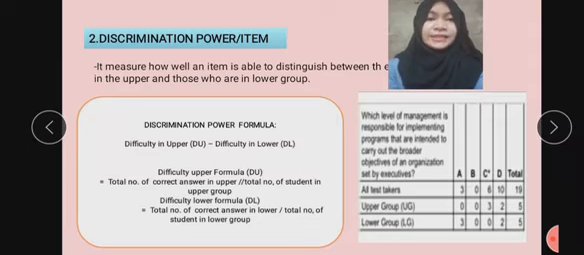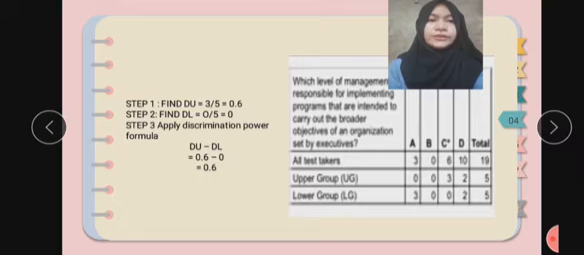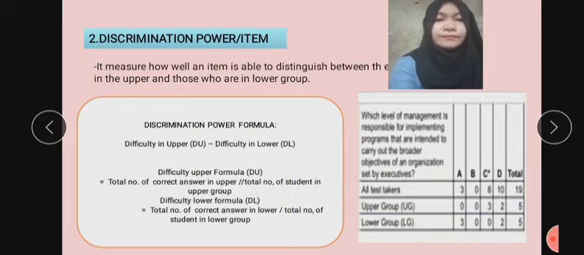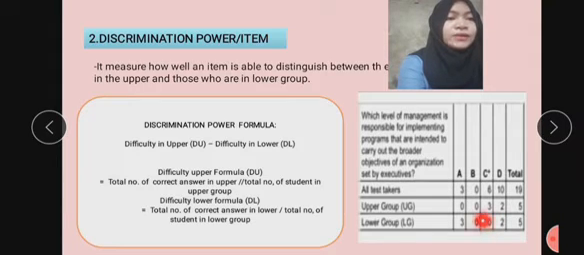So you can see the formula class na total number of the correct answer upper, total number of the lower. Okay, so 0.6 yung discrimination upper, while the lower is 0 divided by 5. As we can see in the formula class na, difficulty lower is the total number of correct answer in a lower. Oh, as we can see class, walang naka-correct, 0. And then, total numbers of the students in a lower group, which is 5.